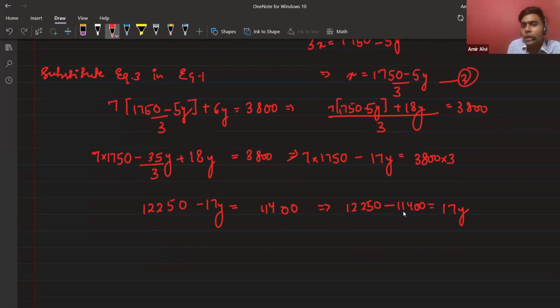Yes, sir. Now subtract, how much is there? 12,250 minus 11,400. How much is it? It is 850. It is equal to 17y. Got it? Yes, sir. Is there anything which is not clear?